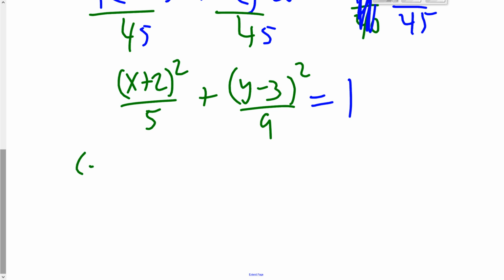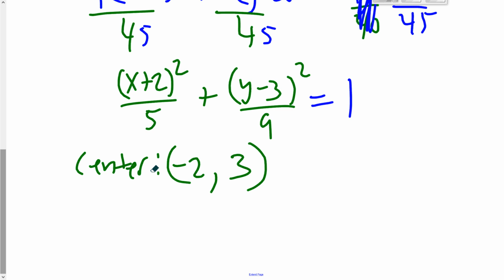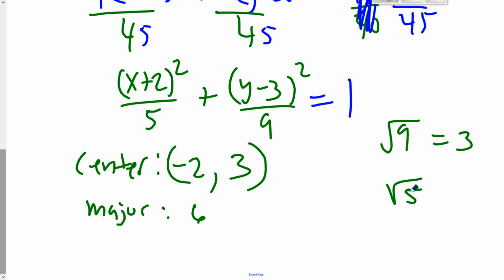Now we could find our center, which is negative 2, opposite of what's with x, and then opposite what's with y. What's with y was 3. There's our center. Now our major and minor. So our major axis would be the larger denominator square rooted. So 9 square rooted is 3, and then times that by 2. So our major is 6. And then the smaller number is the minor. Square root of 5, times 2, is just 2 root 5. So minor is 2 root 5.